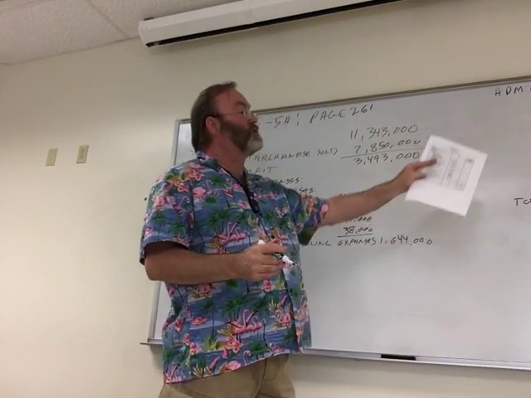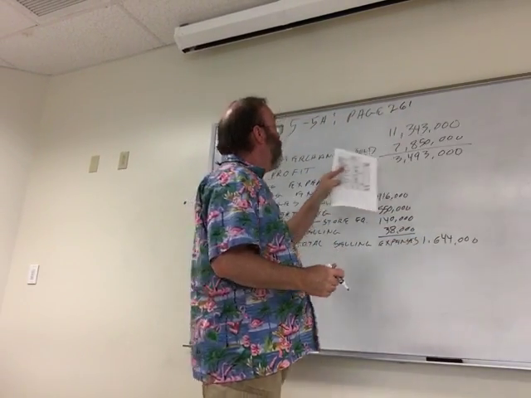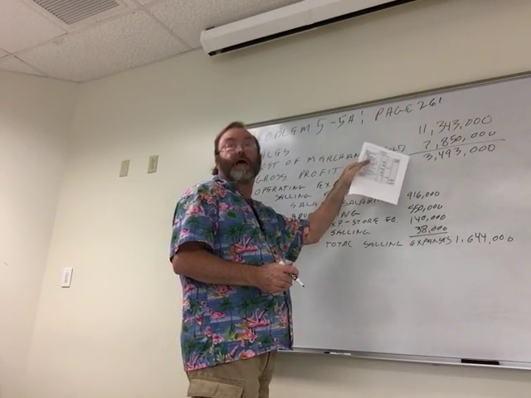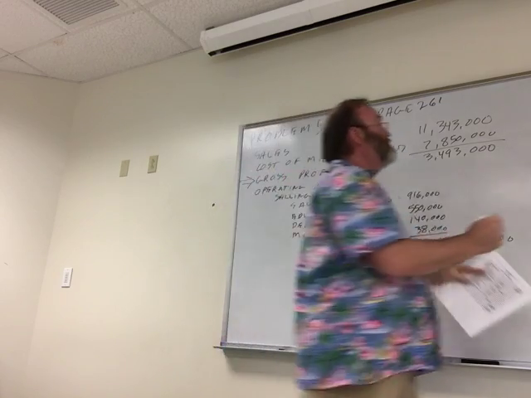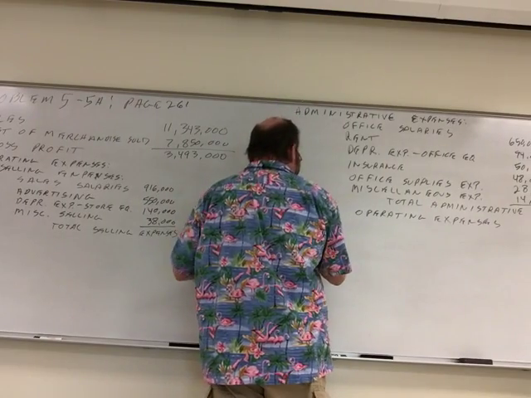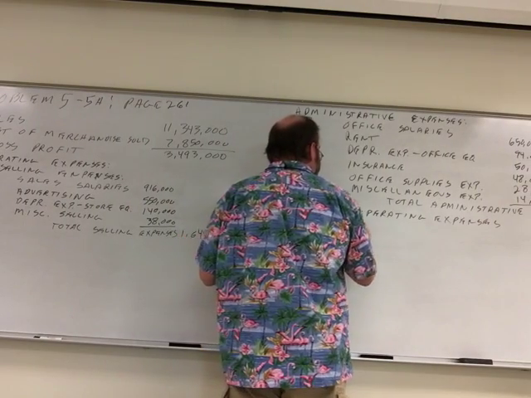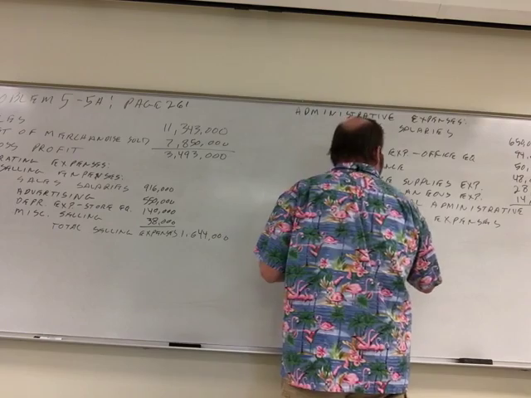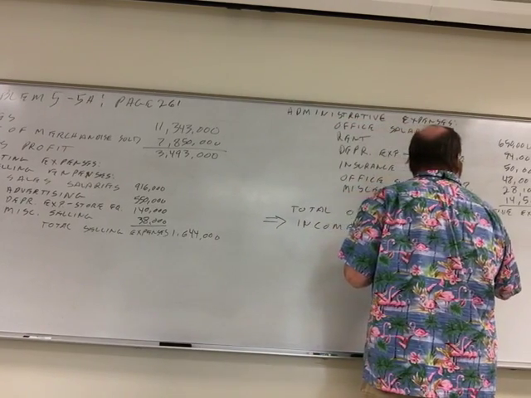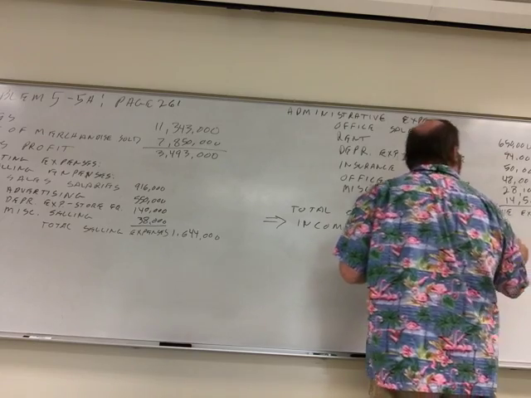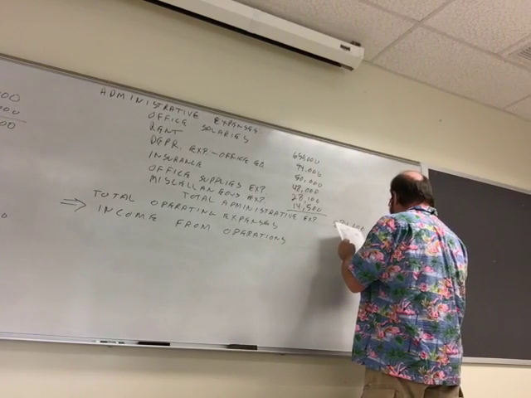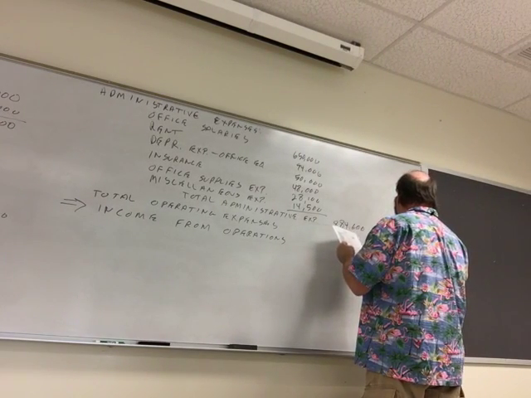If we subtract the total operating expenses from the gross profit, that first subtotal that we calculated in this multi-step, you get the second subtotal, which is income from operations. And income from operations is $964,400.